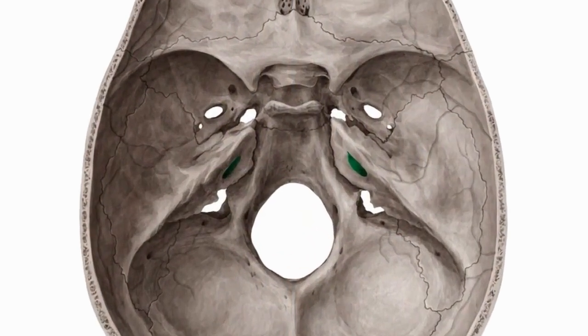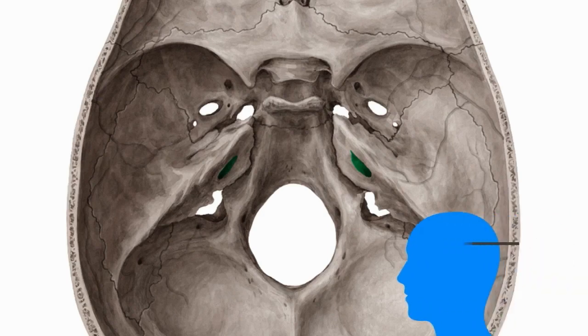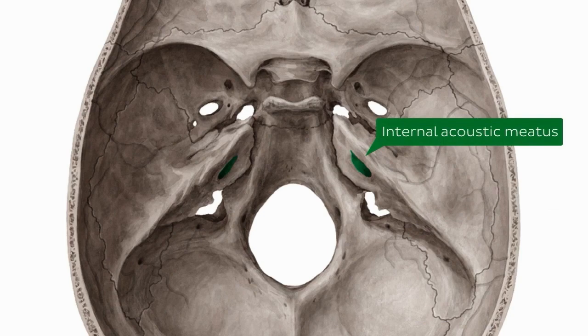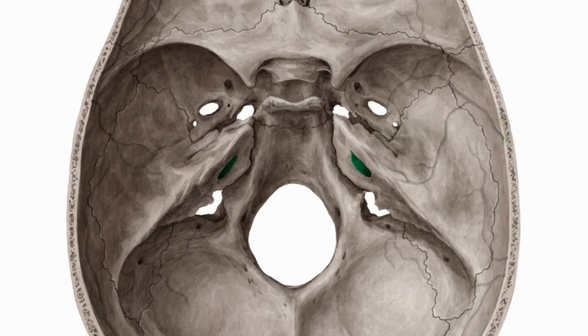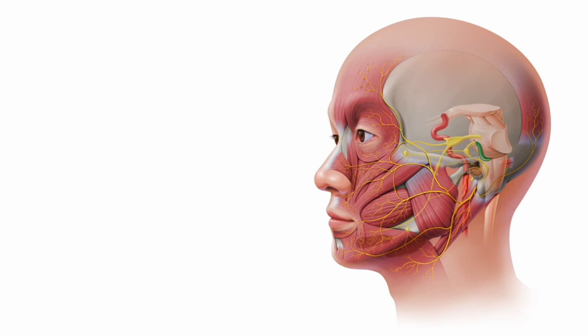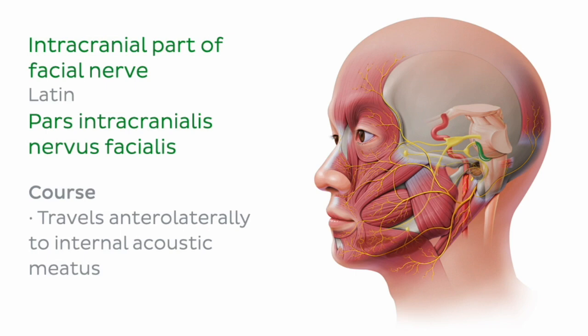And if you look at the zoomed image of our transverse image of the cranium from a superior view, so looking down into the internal surface of the skull from the top, as if we've lopped off the top of the person's head, you can see the internal acoustic meatus highlighted in green. And as we mentioned, it passes through here along with the vestibulocochlear nerve. And just to give you some text along with that, you can see on our left here that the intracranial part of the facial nerve arises from the pontomedullary junction and it travels anterolaterally to the internal acoustic meatus.